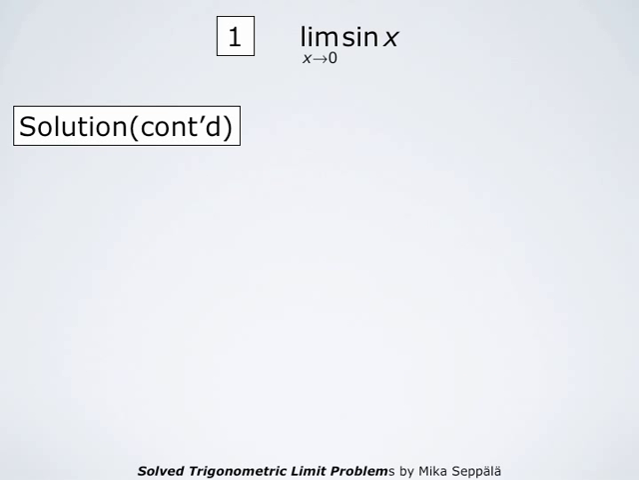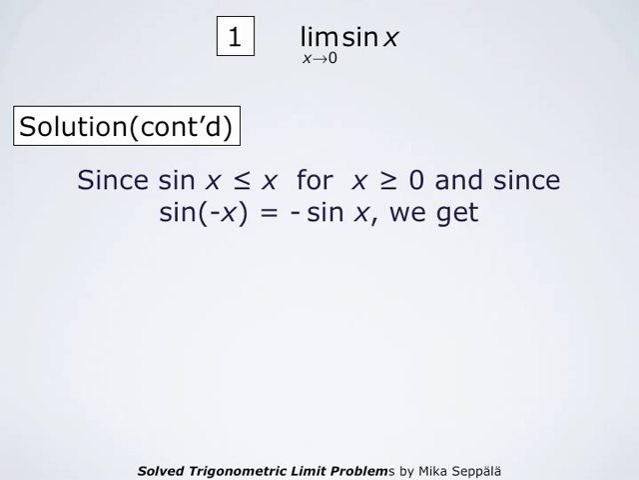Now we use this fact that was an immediate consequence of the definition, and we observe that since sine of x is at most x for x greater than or equal to 0, and since sine is an odd function, sine of negative x is negative of sine of x, we get that negative of the absolute value of x is at most sine of x is at most the absolute value of x. This is a little bit delicate conclusion.